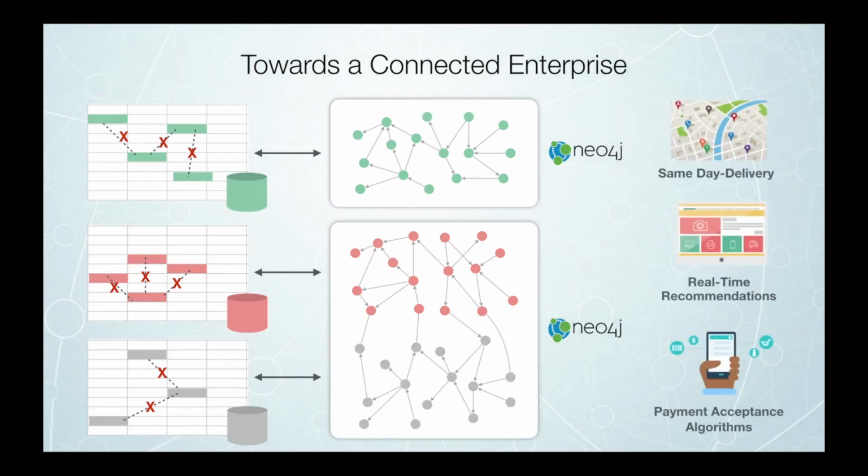I put up a few on the slide: same-day delivery, or real-time recommendations, or looking at payments and figuring out whether they should accept them. And I'm sure many of these can be built with a relational backend, right? But it's going to be a lot harder. And quite a few of them, you physically can't even build if you're using a relational backend.